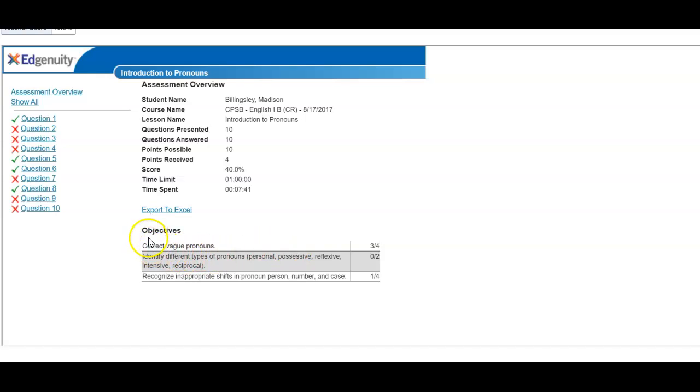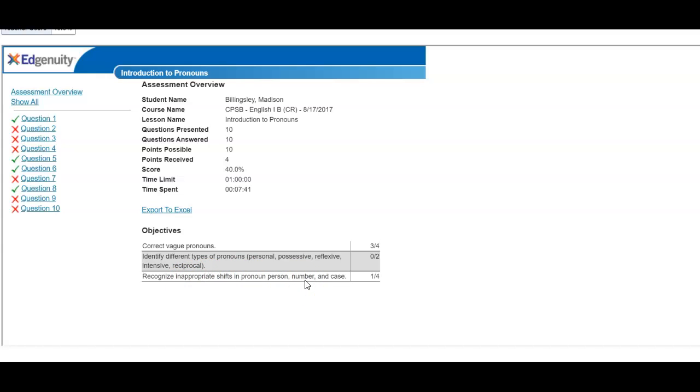So the objectives for this quiz were to correct vague pronouns or use correct pronouns, and to identify different types of pronouns: personal, possessive, reflexive, intensive, and reciprocal. You missed both questions over that, so I'm going to go over those types of pronouns again. And then to recognize inappropriate shifts in pronoun, person, number, and case.